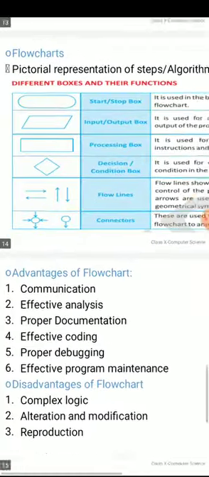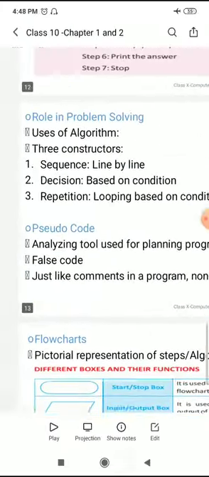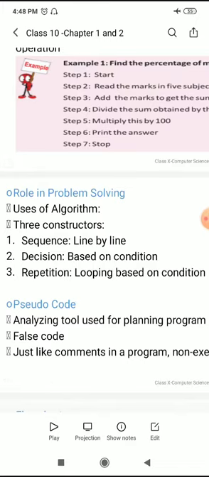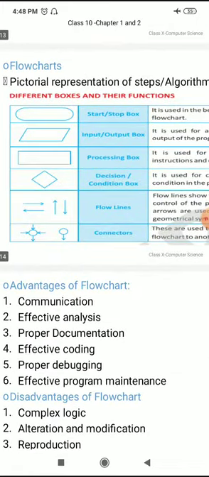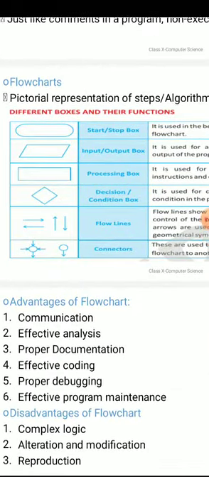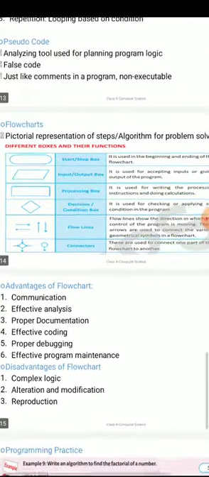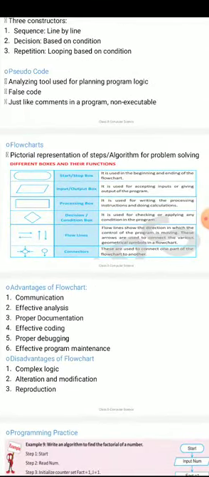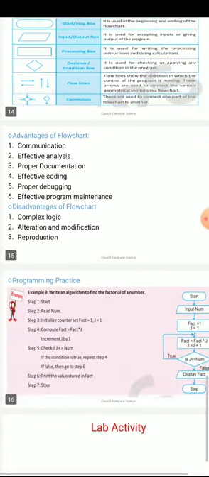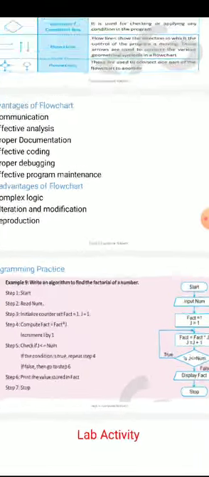So here are the start and stop symbols we told you about, right? Over here we had start as an example. So start or stop is given by an oval shape. Input and output, which means we are accepting the input, is given in a slanting rectangle. Then we have a rectangle for processing. A decision box will be a diamond in shape, and flow lines show the connectivity, and this is the connector. I'll show you an example so you'll understand better.